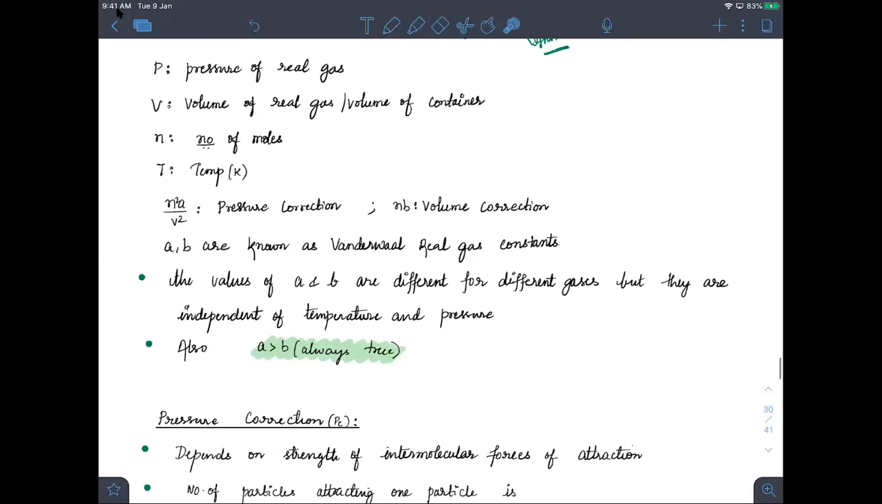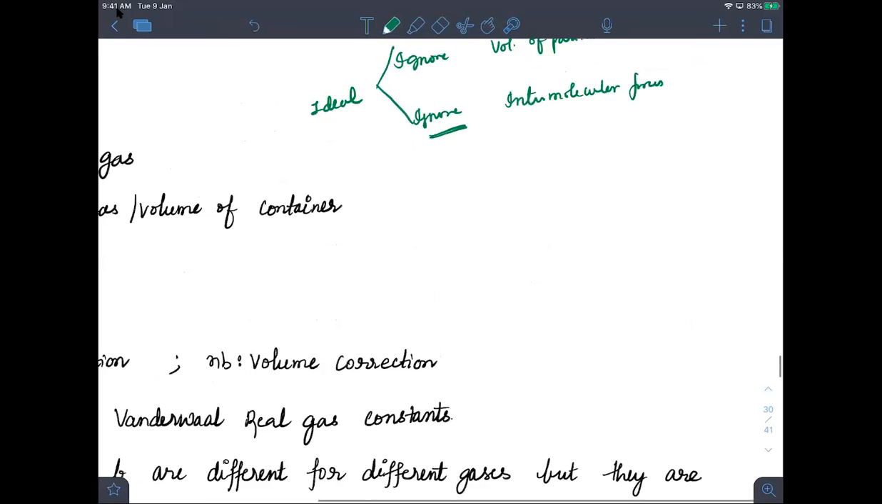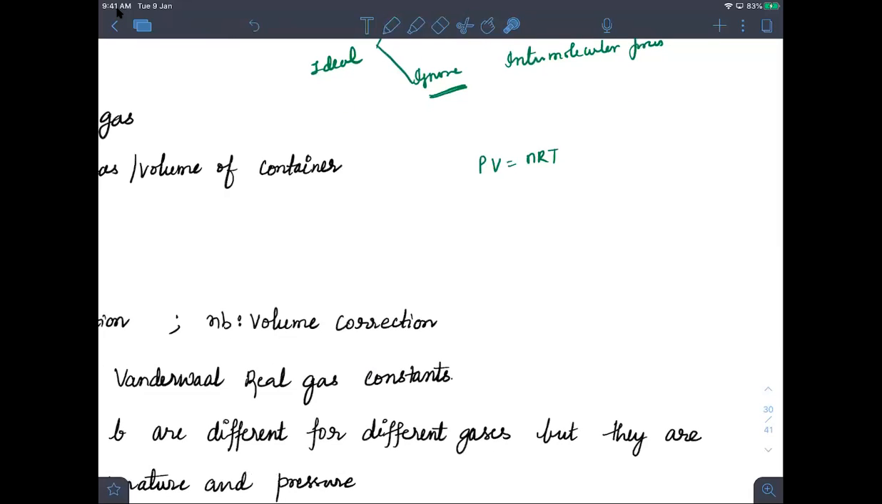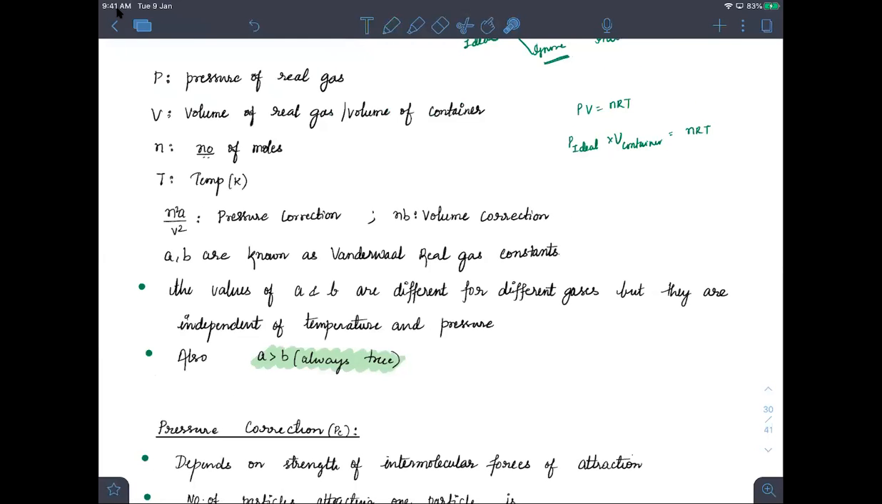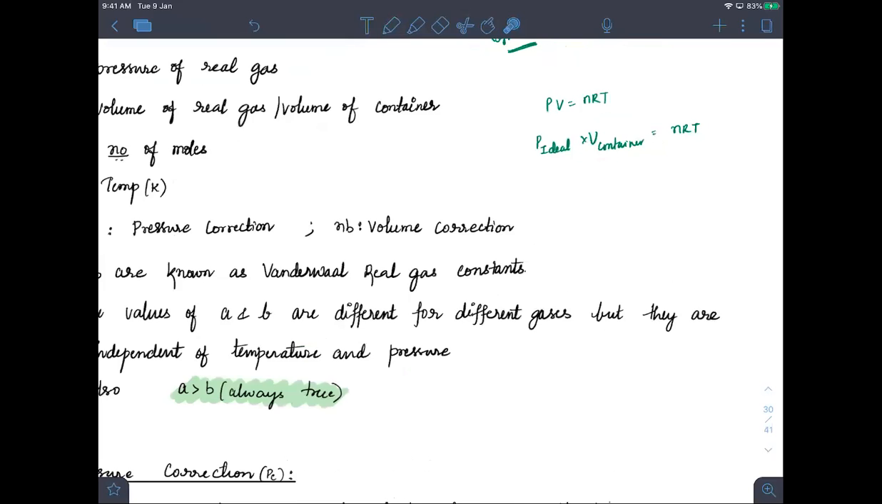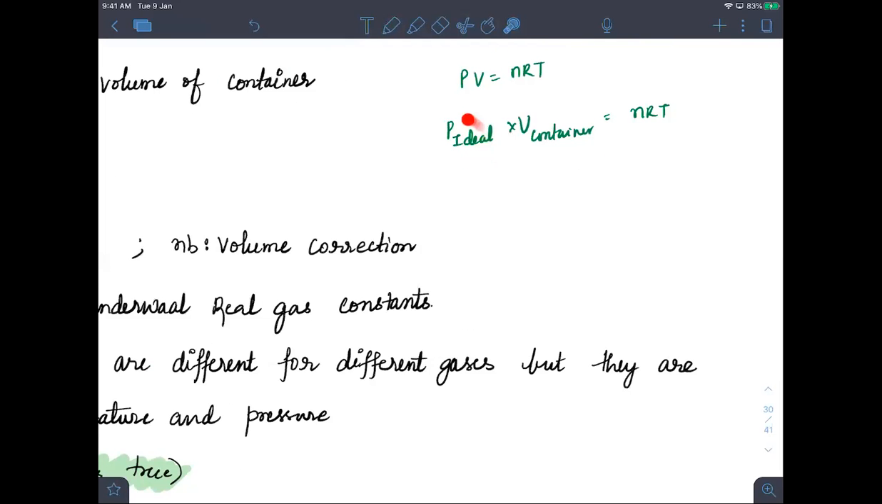Now you can see these terms: pressure, volume, number of moles, temperature. Based on all of these terms, one thing we can say is that when it comes to ideal gases, we used to write PV = nRT, where the pressure is the ideal pressure and the volume is the volume of the container. Now what is the issue with real gases? If I consider intermolecular forces, then ideal gas and real gas might have a certain difference.